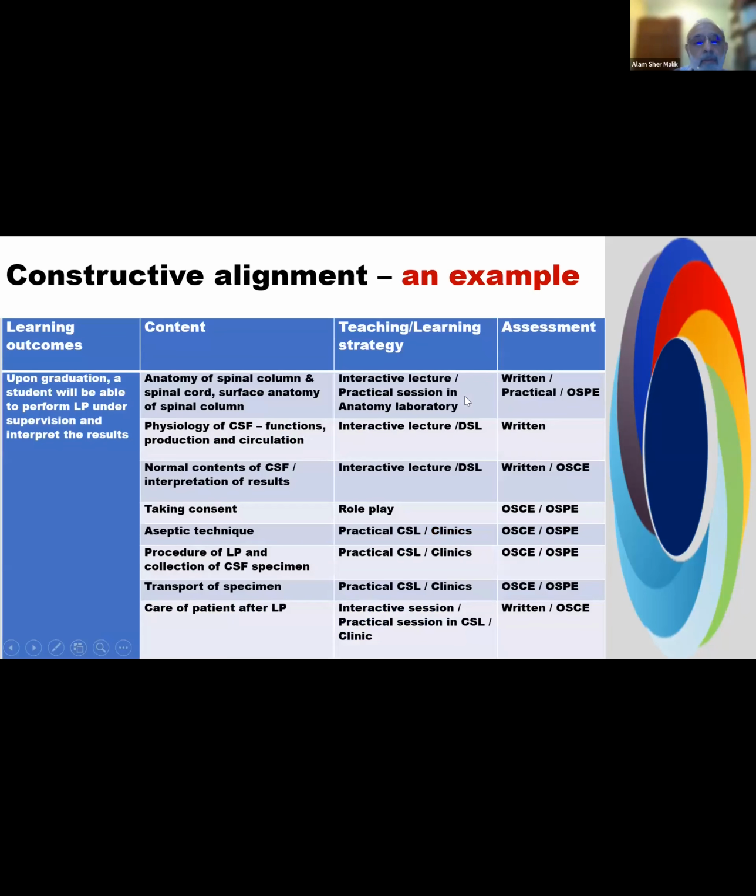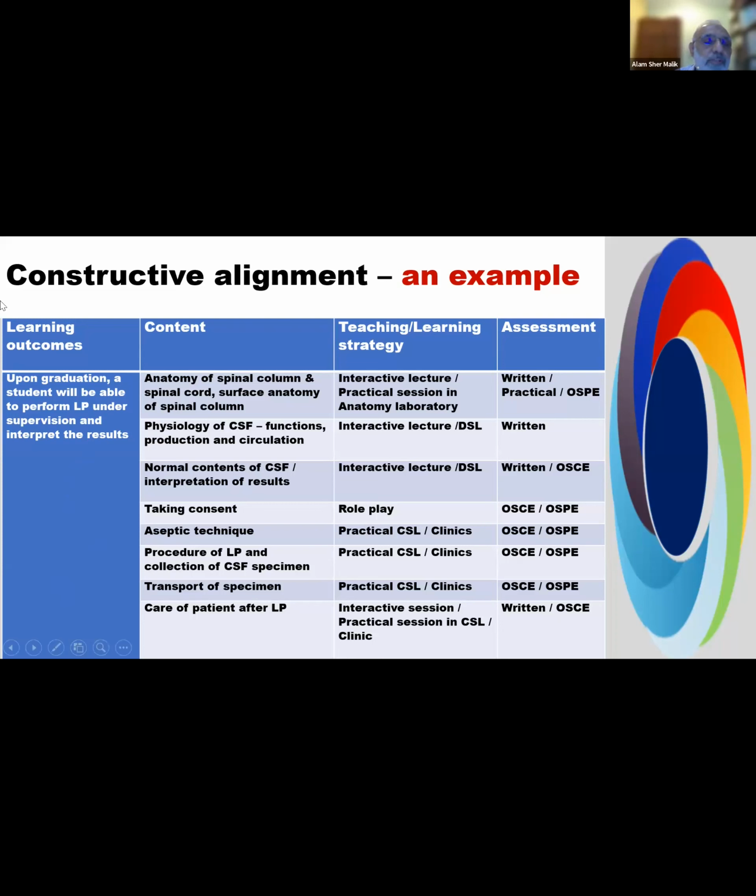Right, now here is an example of constructive alignment. For example, the learning outcome is that upon graduation, a student will be able to perform lumbar puncture under supervision and interpret the results. So this is, let's say, one program learning outcome that we expect a student after doing MBBS, he or she should be able to perform lumbar puncture, but under supervision, not independently, and should be able to interpret the results.